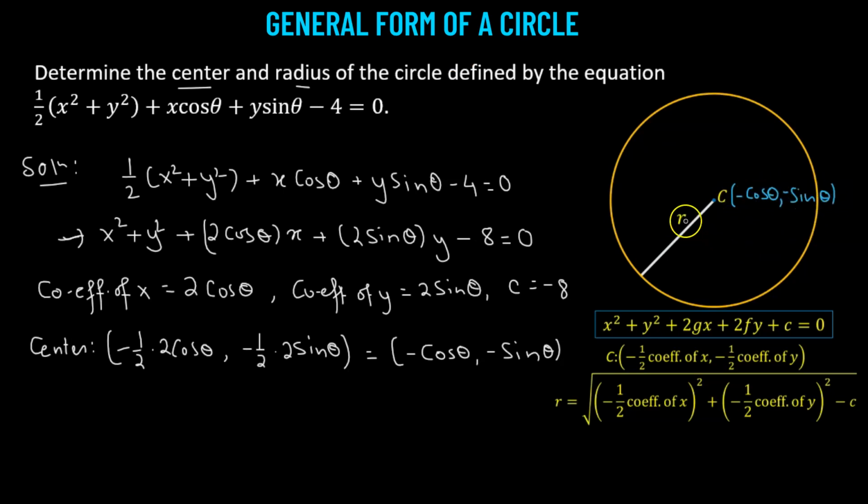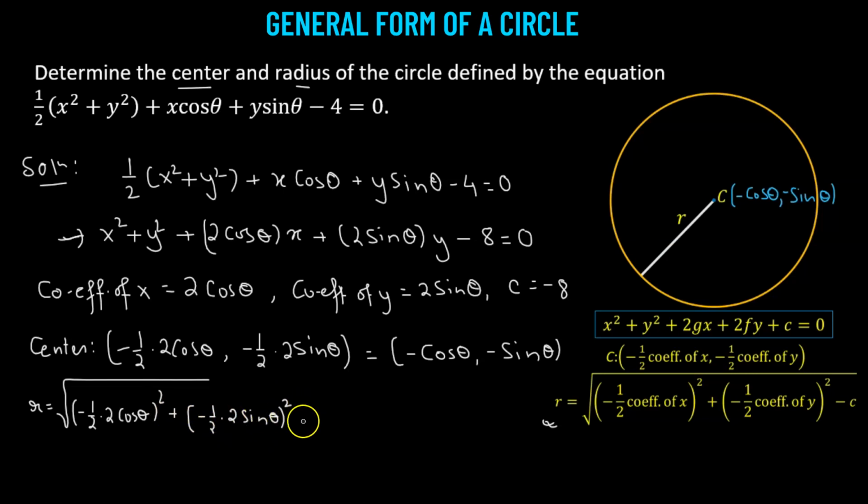Next task will be to find the radius of the circle. So we'll use this particular equation. The radius is going to be equal to the square root of, we have to take negative half times the coefficient of x, that's 2 times cosine theta, and we have to square the result, add it to negative half times the coefficient of y, that's 2 times sine theta, square the result, and from it we're going to subtract the constant value. Our constant value is negative 8, so we have negative of negative 8, that makes it positive 8.